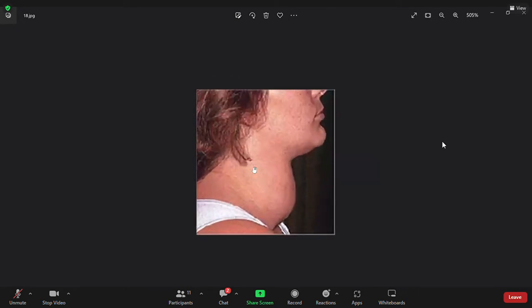Spot diagnosis, anybody? Anybody? Nope. What are we looking at here? No takers? Come on, guys. It's an anterior neck mass. Yeah, we're looking at an anterior neck mass.